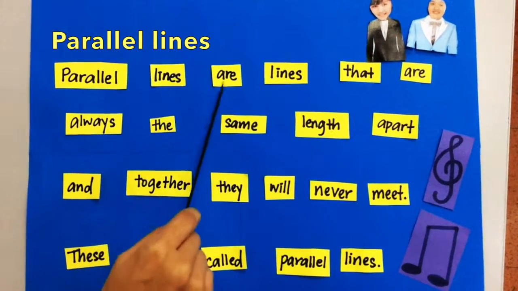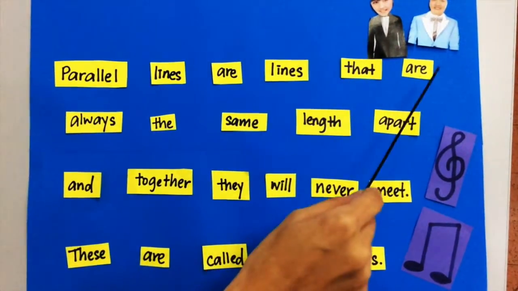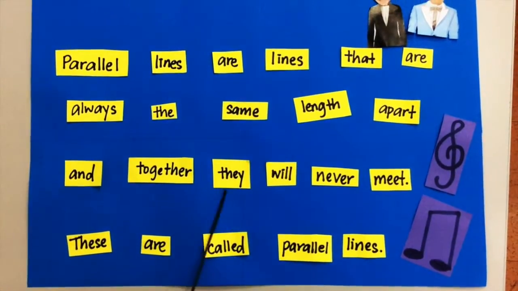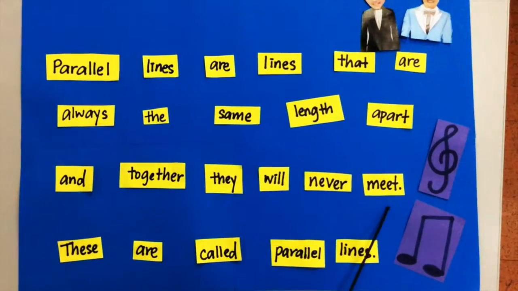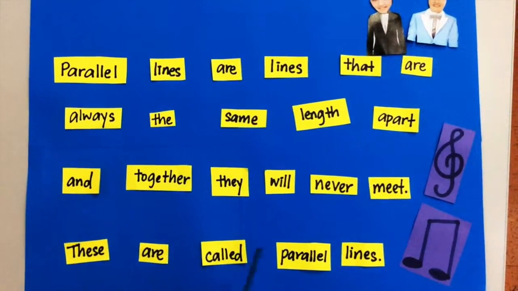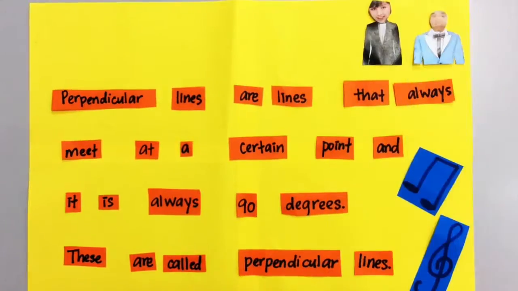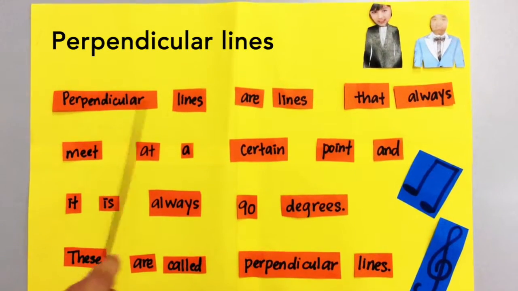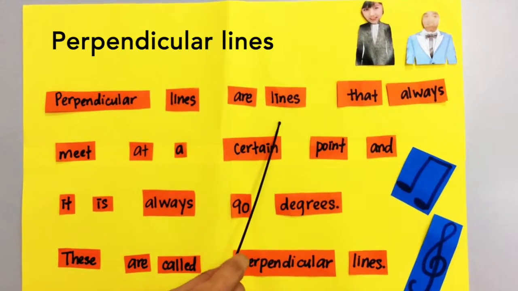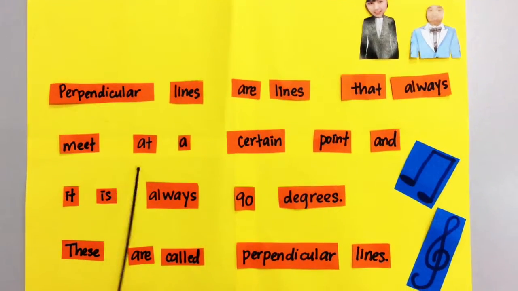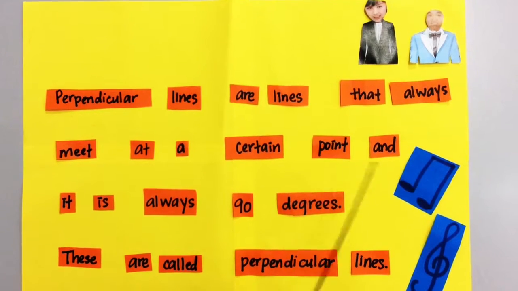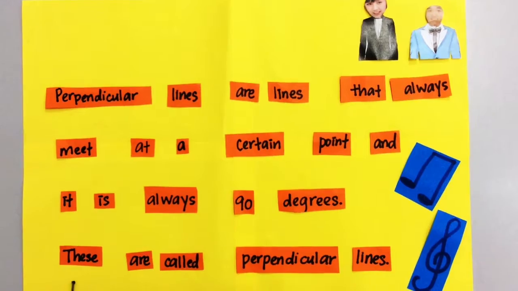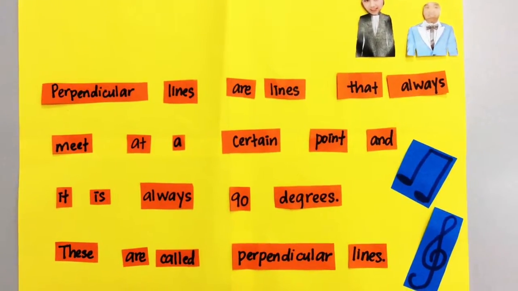Parallel lines are lines that are always the same length apart, and together they will never meet. These are called parallel lines. Perpendicular lines are lines that always meet at a certain point, and it is always 90 degrees. These are called perpendicular lines.